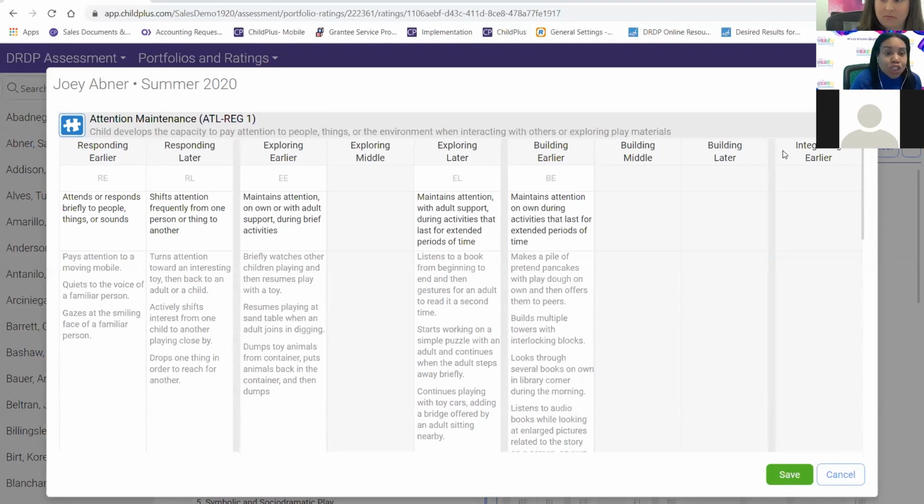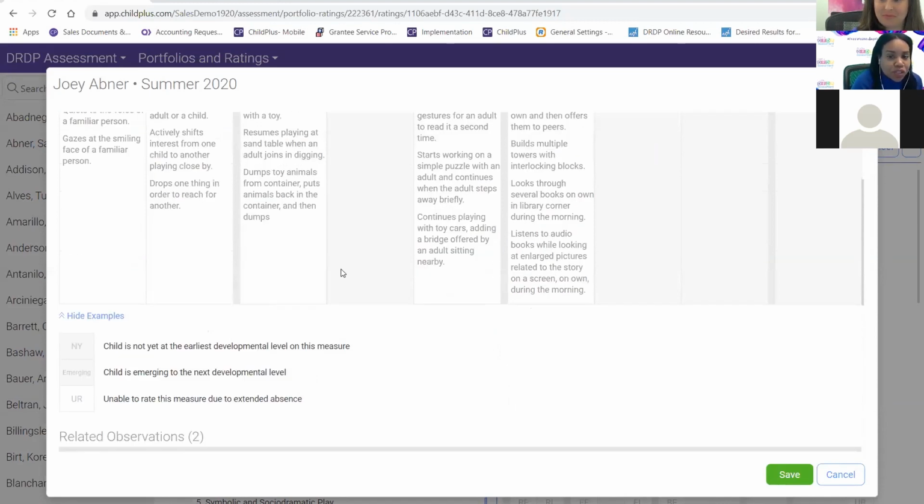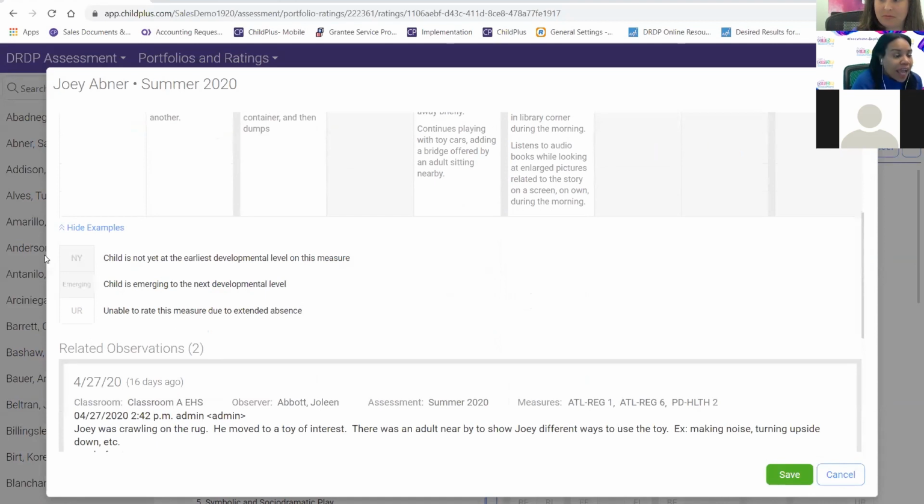And as we mentioned, Joey Abner is an early Head Start child. With that said, we're going to start from the left. That's going to be your early infancy, and then all the way to the right is where you'd be preparing for kindergarten. We have our descriptors here for each of the developmental levels. In addition to that, we also have some examples, as Jessica mentioned earlier. So let's scroll down a little bit, and we have a few other options here.